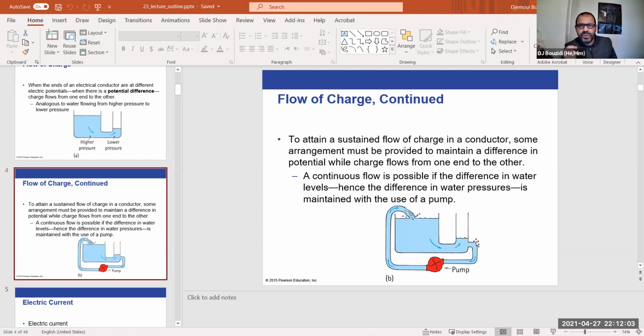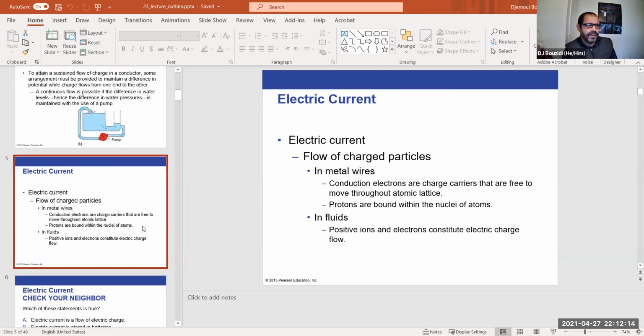So this is the analogy between a mechanical system using a pump and a battery. So the battery really is your pump in a circuit. The battery acts just like the pump does here, okay?